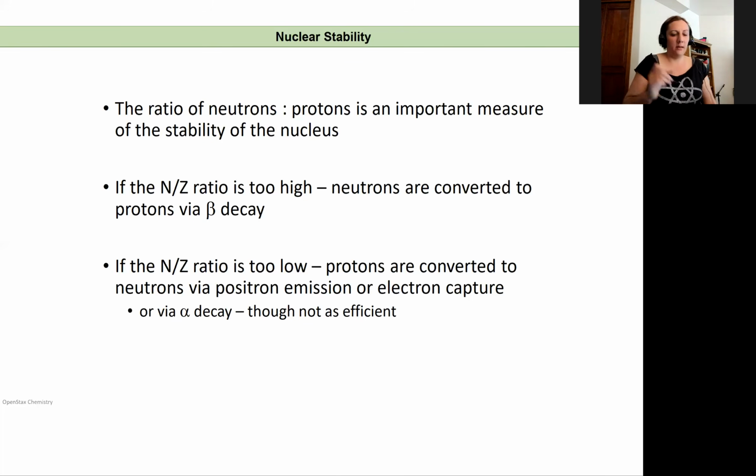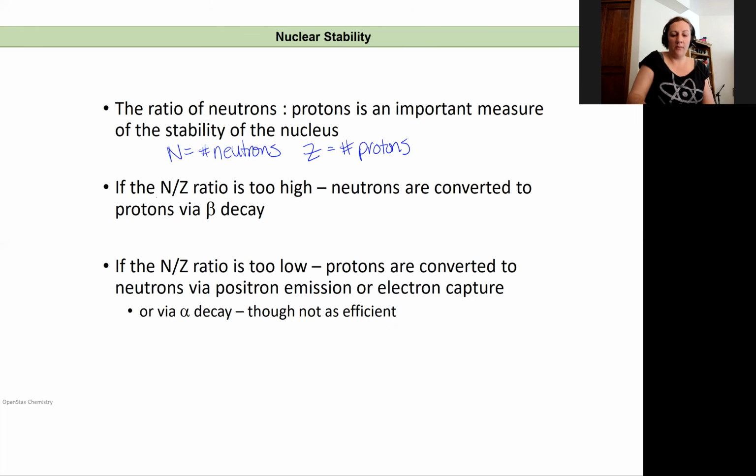So I'm going to give you a couple terms real quick, and this might already be on your lecture notes. N is going to be equal to the number of neutrons. And Z, remember, is our atomic number, and that atomic number is going to be equal to the number of our protons. So we're really looking at a ratio between our neutrons and our protons when we're evaluating overall stability.